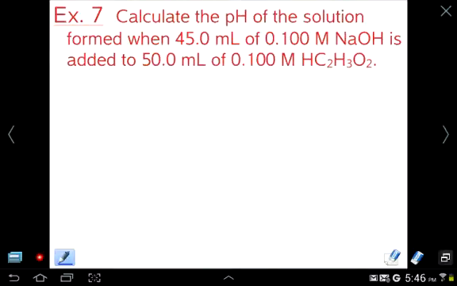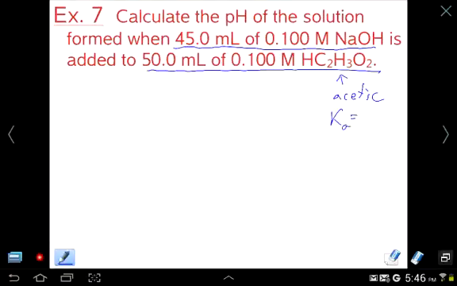The problem says calculate the pH of the solution formed when 45 milliliters of your base, again a strong base, is added to, in this case, 50 milliliters of 0.1 molar weak acid. This is good old acetic acid, a weak acid whose Ka from the back of the book is 1.8 times 10 to the negative 5th. So what we'll have to do is find out how many moles of base we have and how many moles of acid we have.